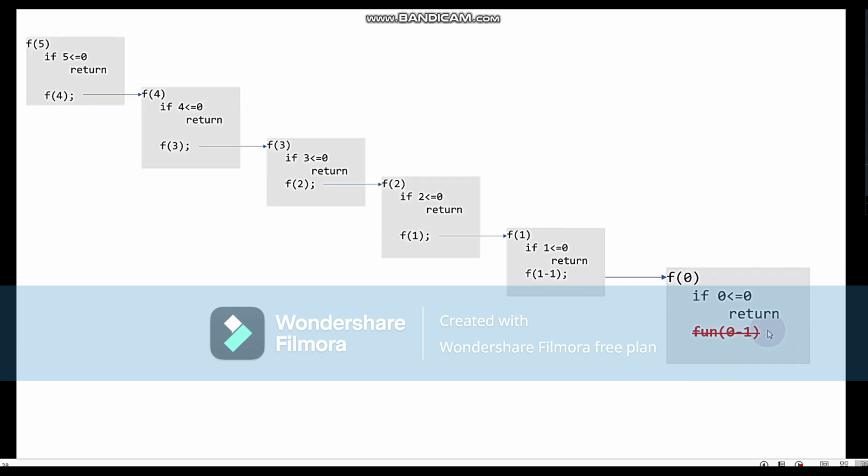And listen carefully. Here f of 0 will check if 0 is less than or equal to 0. It is true. So it will return none. I'll repeat. This condition is met. So this will return none.